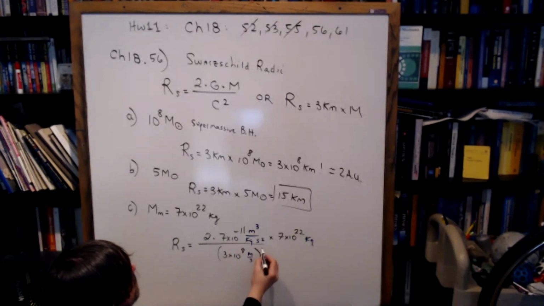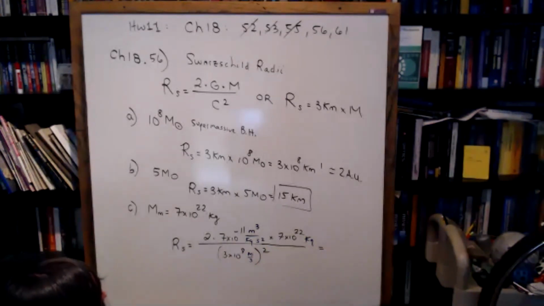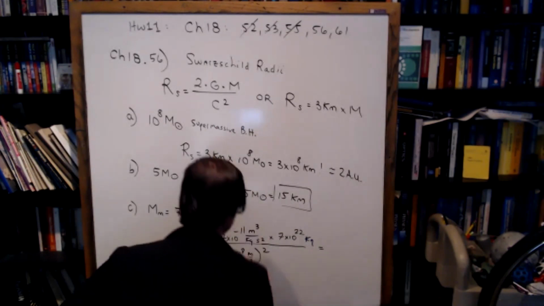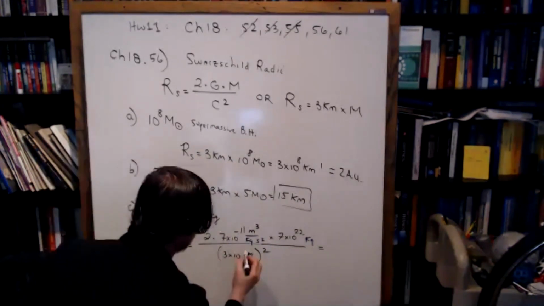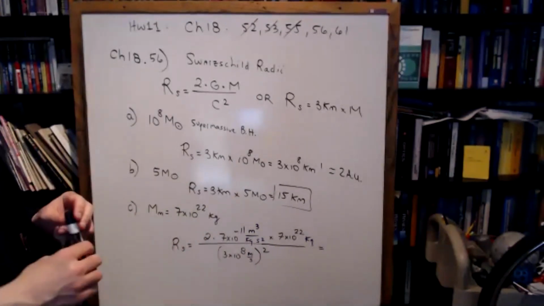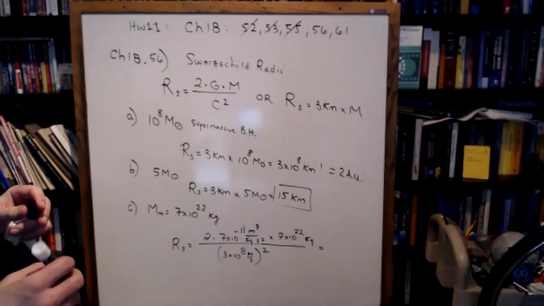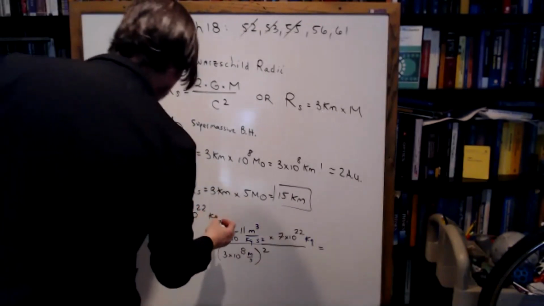Punch it in. Now we got to do the long one. 10 to the 8th or 9th? 8. I see, you can't read it. So the mass of the moon is what? 7 times 10 to the 22 kilograms. All right, so hold on. This is a pain.